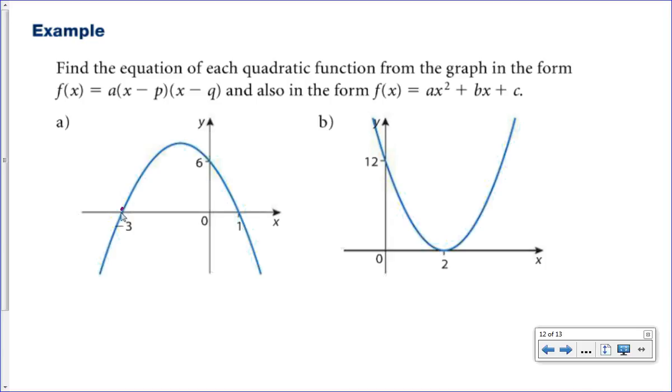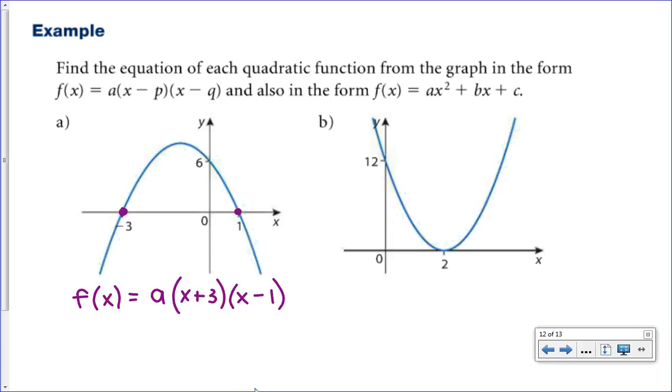Where it crosses the x-axis is here and here. So I know that my function that I'm dealing with is going to be f of x equals some a value. I don't know the a value from looking at the graph. x plus 3 and x minus 1. That's because I can see I'm dealing with a -3 and a +1 on the graph. So they must have been +3 and -1 in the function.